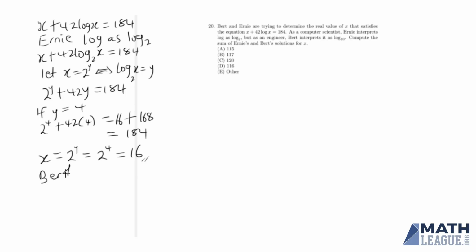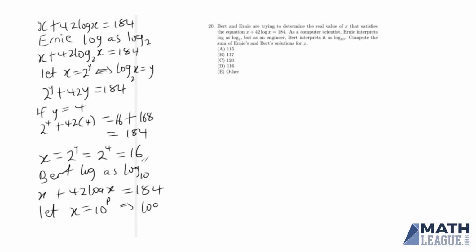Now, Bert interprets log as log base 10. That means that for Bert, the equation is going to be x plus 42 log x base 10 equals 184. So here we can let x be equal to 10 to the power p. Then this implies that log base 10 of x equals p. Then I'm going to substitute these expressions into the equation. That means we have 10 to the power p plus 42p equals 184.